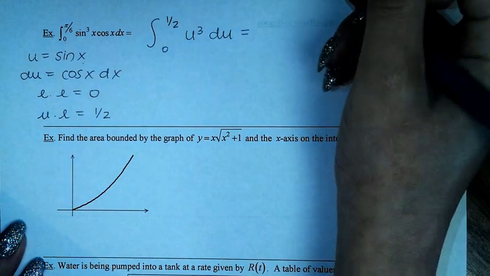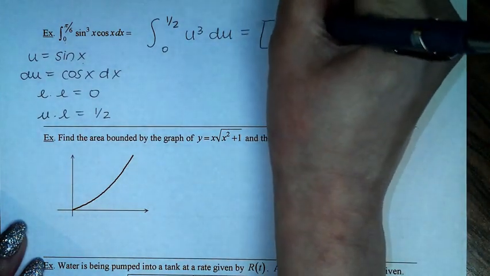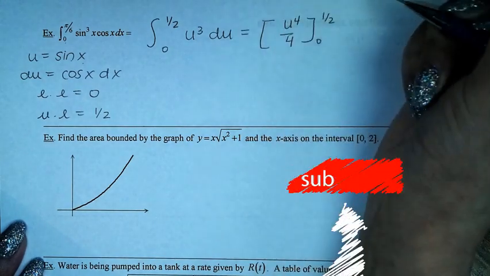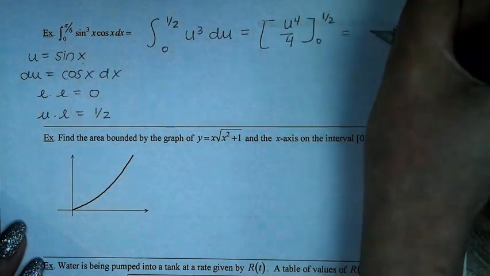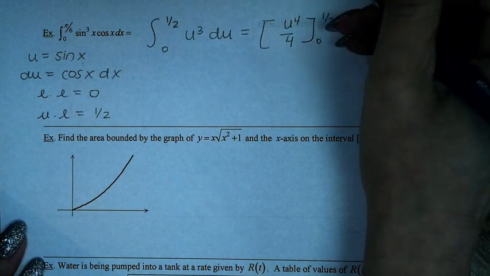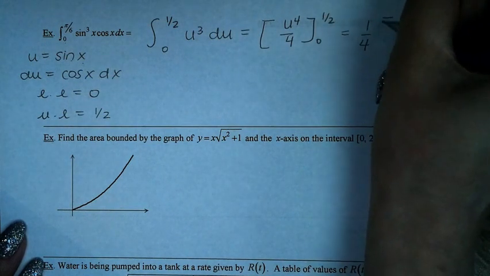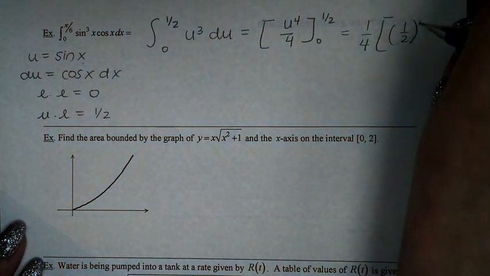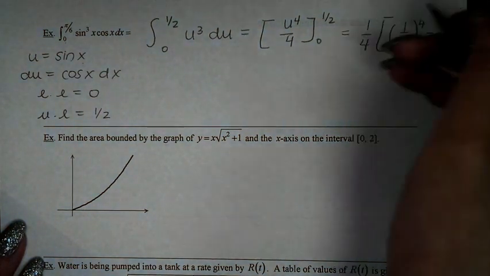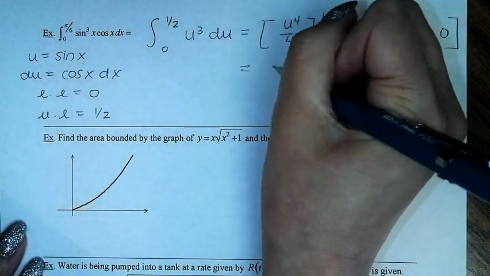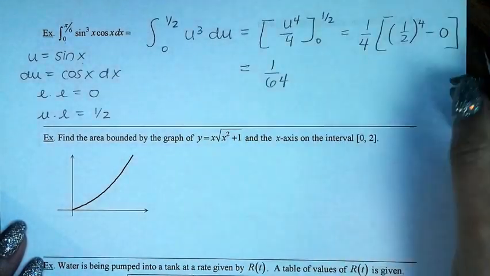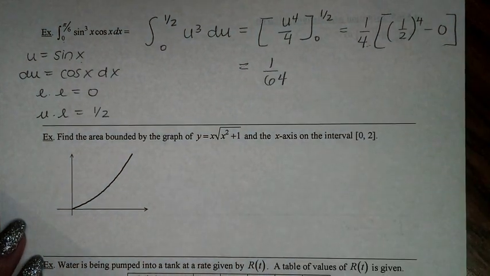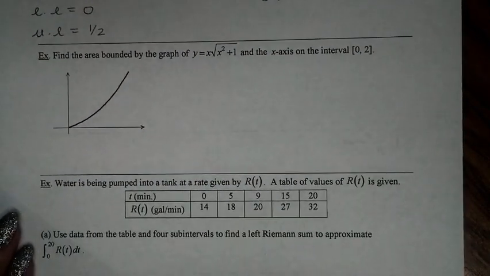Therefore, I can integrate this pretty easily with u to the power 4 divided by 4, evaluated from 0 to 1/2. And then after that, this is going to be equal to 1 over 4 times 1/2 to the power of 4 minus 0. So this is going to be equal to 1 over 64, because this is going to be 16 times 4. So that's what we have. Let's look at the next problem.